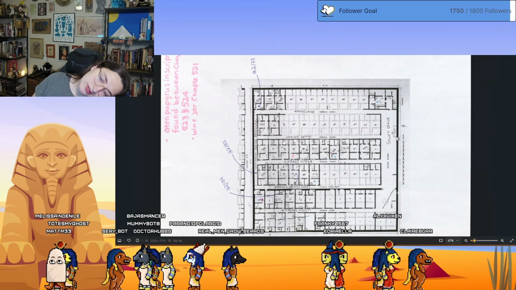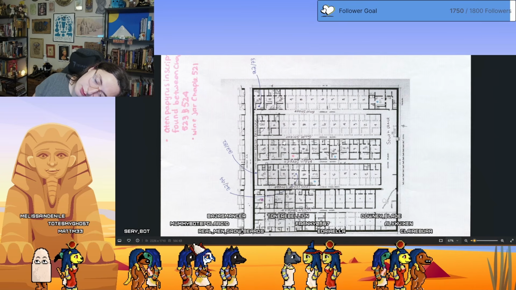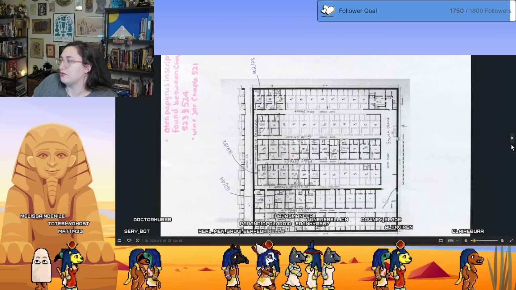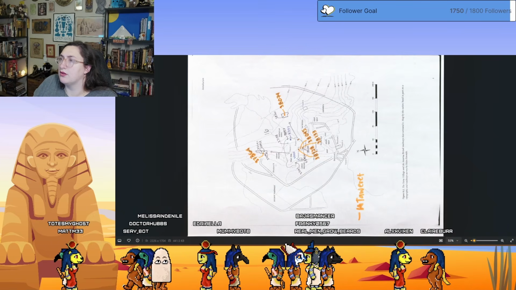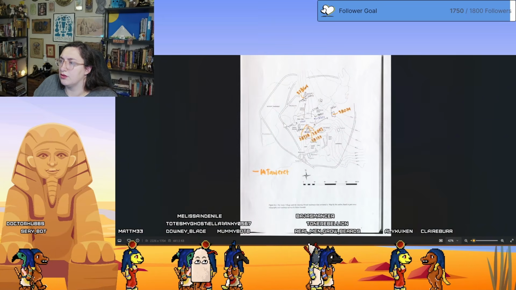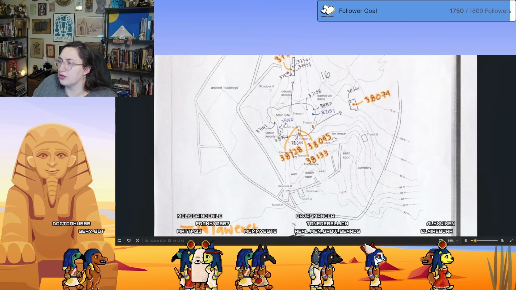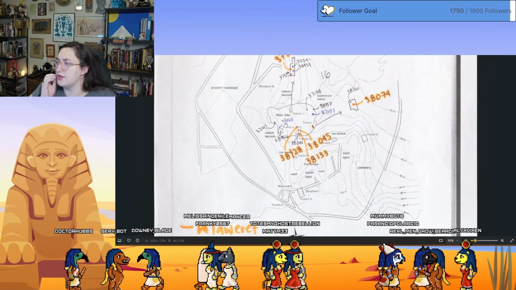Aten papyrus inscription found between chapels 523 and 524. Wine jar in chapel 521. So yeah, that's not on the map, I think. Oh, maybe that is. Rotate. Oh no, where is this?